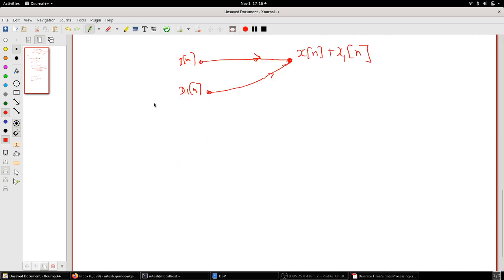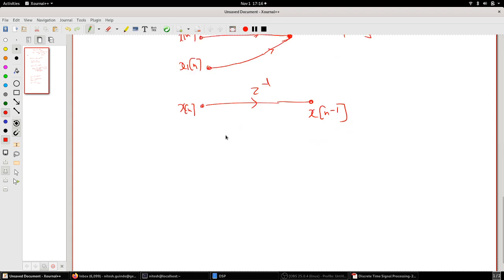In the same way you have x of n. If I multiply this by z inverse, I get x of n minus 1. Clear? So this is about it. This is a signal flow graph representation.